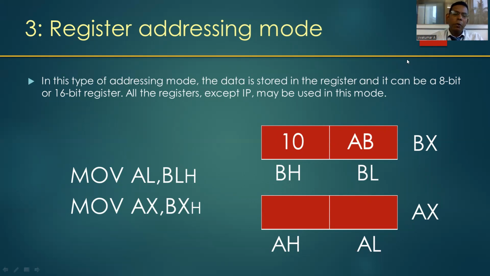So the data transfer between registers is called register addressing mode. The first example is an 8-bit transfer. The second example is a 16-bit transfer. After execution of this instruction, BX contains 10AB. The data will be moved into the AX register.